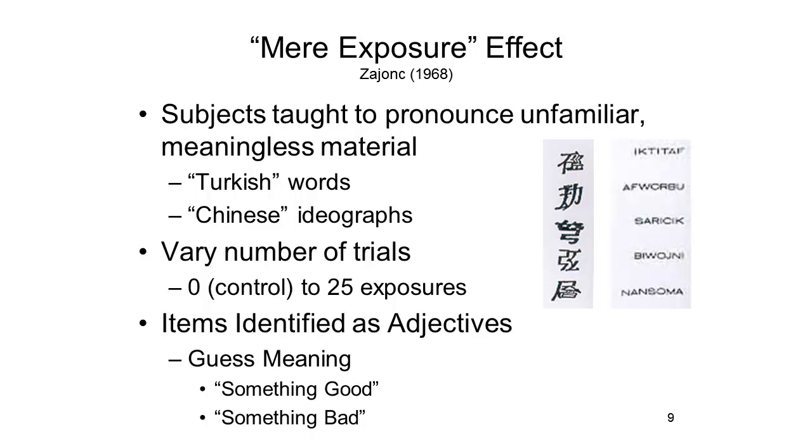During the experiment, individual items were presented to the subjects from 1 to 25 times in a sort of verbal learning experiment. Afterwards, the subjects were told that the items were adjectives. This too was false, but that's what they were told, and they were simply asked to guess whether each item had a good or a bad meaning on a rating scale that went from 0 to 6. So the experiment varied the amount of exposure to the words or the ideographs, and the subjects were simply asked to guess whether the symbol represented something good or something bad.